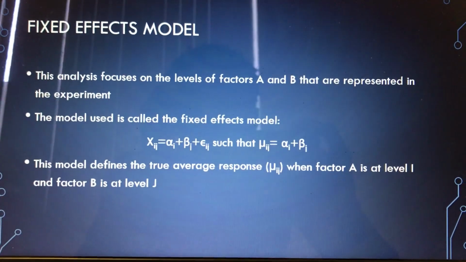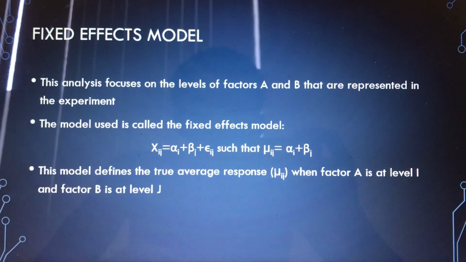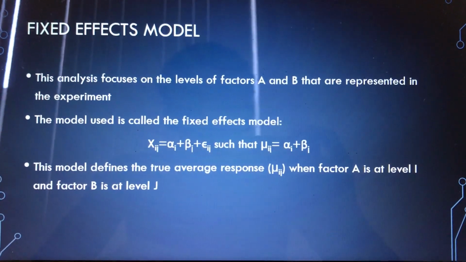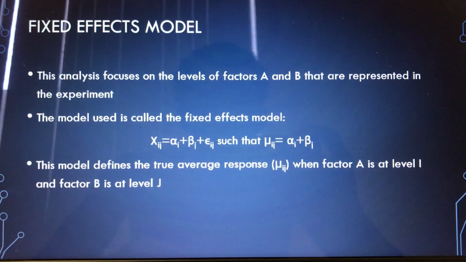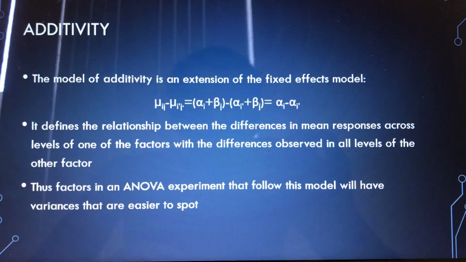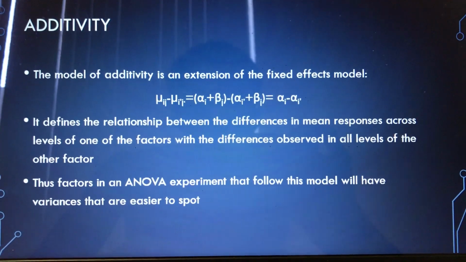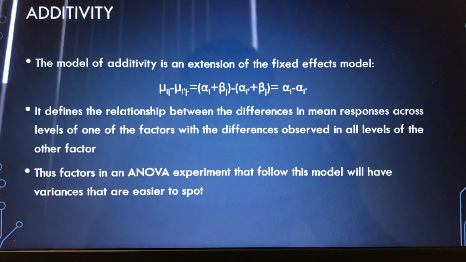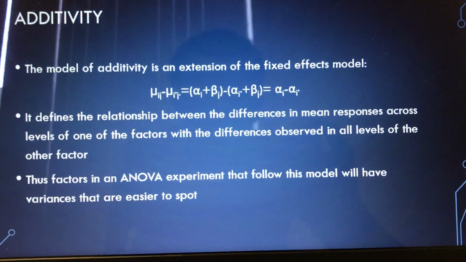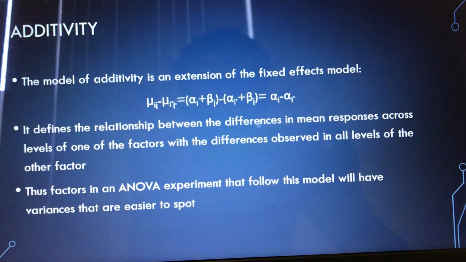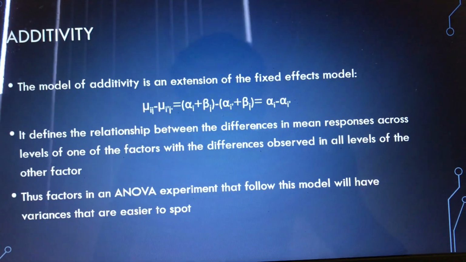This ANOVA follows a fixed effects model, which basically states that there will be an effect seen on the true average response when factor A is at level I and factor B is at level J. The additivity model is an extension of the fixed effects model, which actually defines that relationship, as said in the previous slide, between the differences in mean responses across levels of one of the factors with the differences observed in all levels of the other factor.